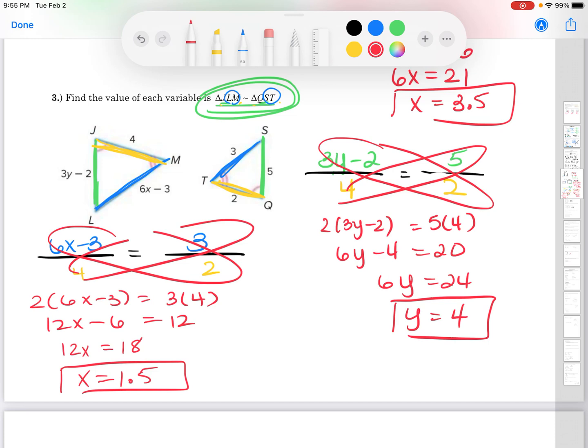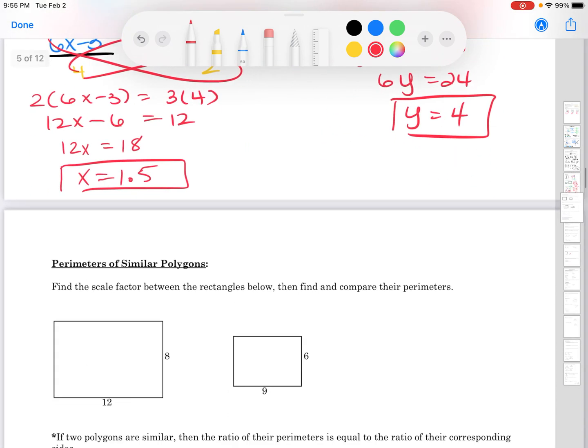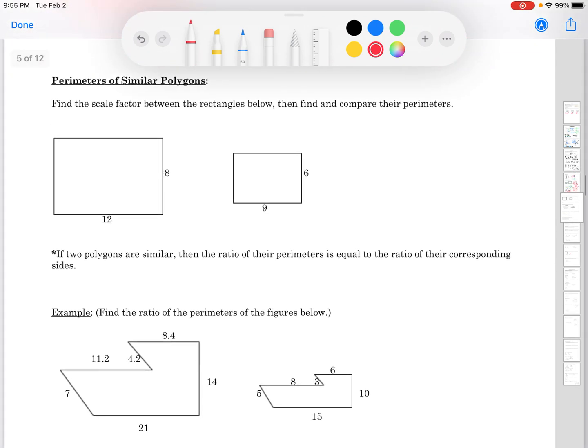All right, and last couple things, perimeter of similar polygons. So since the sides are going to be proportionate, that means that their perimeters, which is just the sum of the sides, are also proportionate. So here we have two rectangles. We want to compare their perimeters. So we know with rectangles that opposite sides are congruent. So my perimeter here is going to really just be 8 plus 12 plus 8 plus 12. So that means my perimeter is 40.